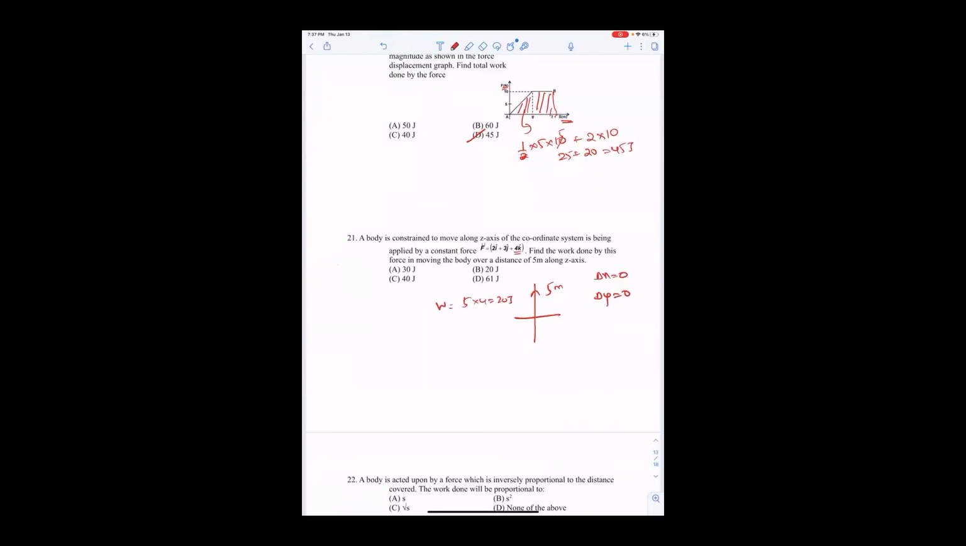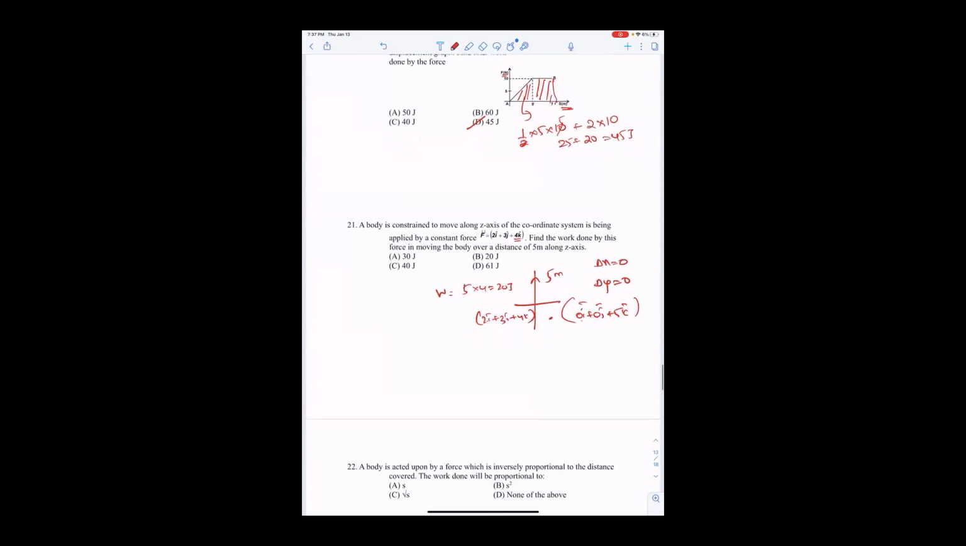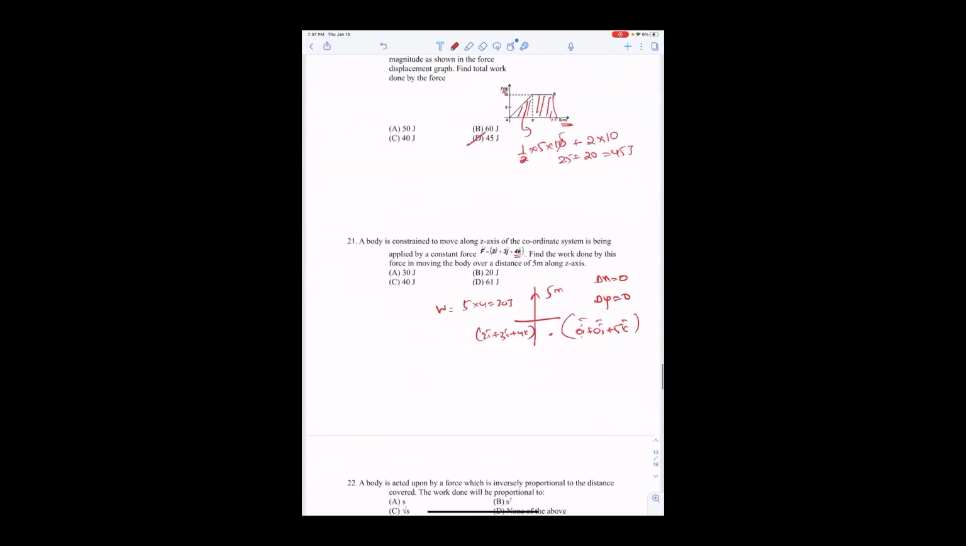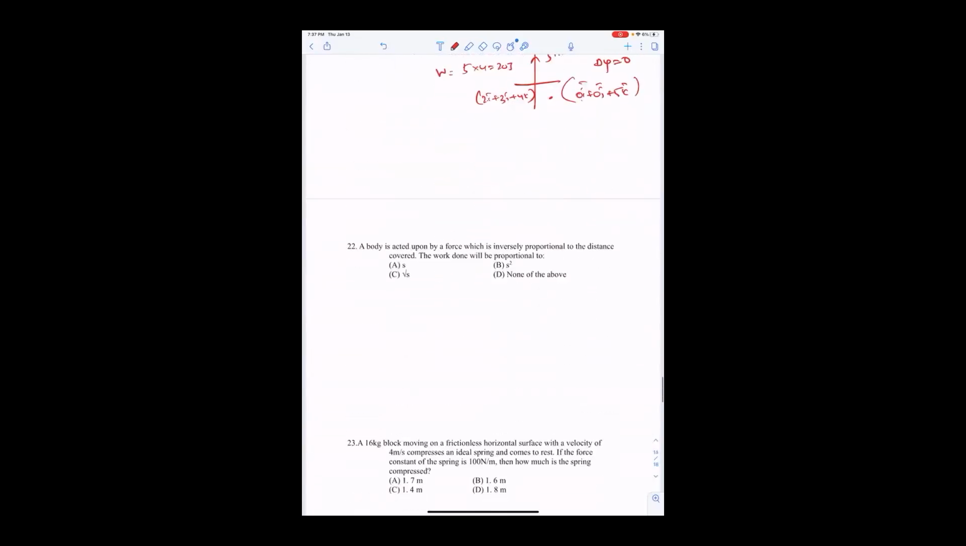Or we can write this displacement as 0 I cap plus 0 J cap plus 5 K cap, and do the dot product with the force. So it is F dot S. F is 2I plus 3J plus 4K. Do the dot product, these two become 0, 5 4s are 20. Take a screenshot if it's a very easy, basic question.